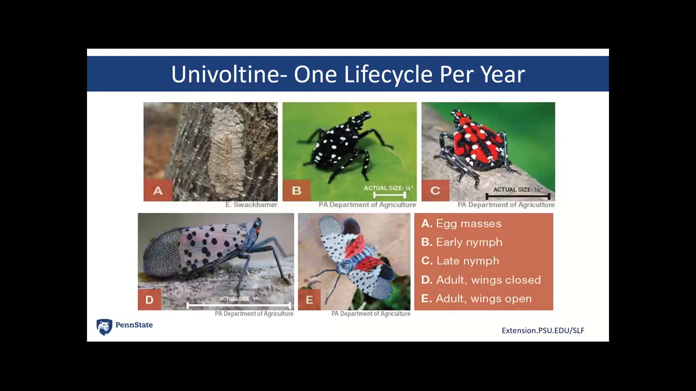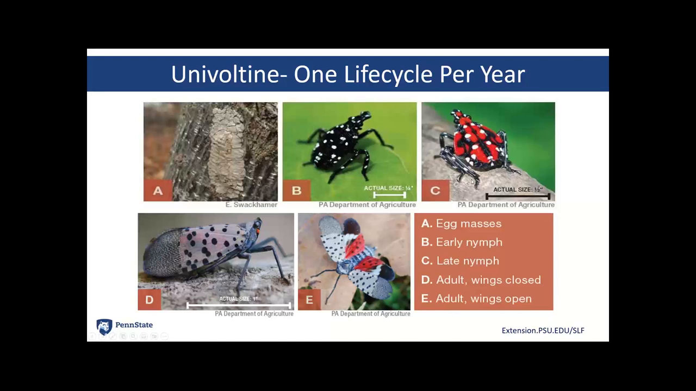Lanternfly is univoltine, one life cycle per year. It overwinters as eggs. Those eggs are fairly inconspicuous. They're laid in the fall. The adults are killed by a freeze. The first three instars that hatch out in the spring are that black and white. A quarter inch is too big. That would be about a third instar. Early instars are more like a pencil point size.